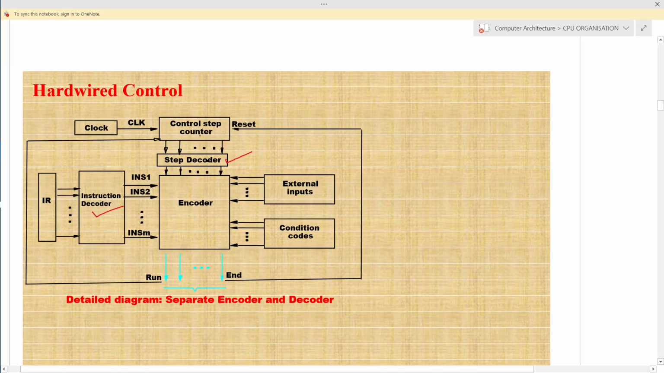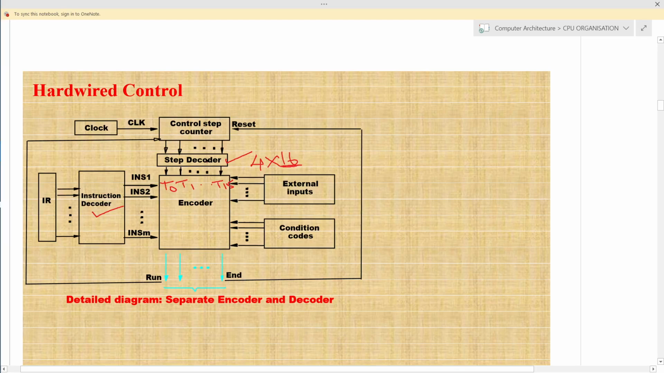For example, if we need the maximum number of control steps to be 16, then the control step counter will be 4 bit and the step decoder will be a 4 into 16 decoder. That means the input to the step decoder is 4 and the output is 16. And the step decoder will generate the timing signals T0, T1 to T15 this way. If the step decoder is 3 into 8, then the timing signals will be generated as T0, T1 up to T7. That is the responsibility of the step decoder to generate the different control signals.